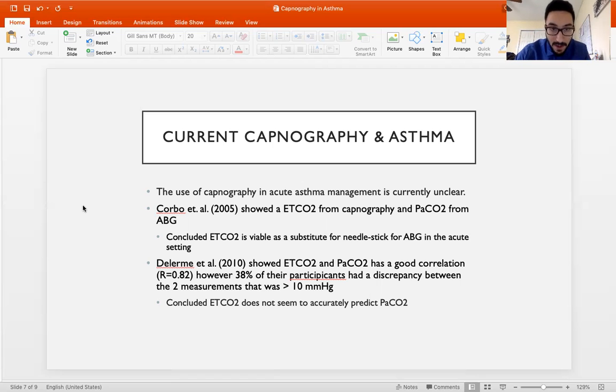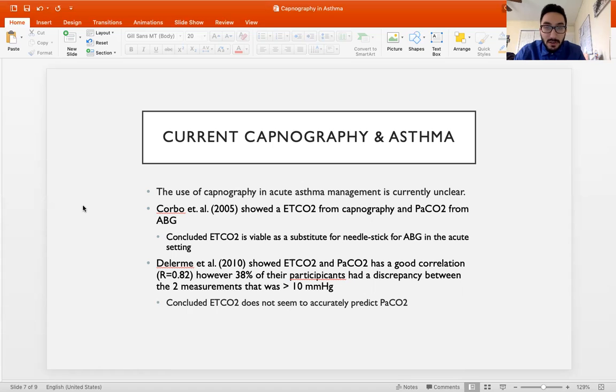Whereas this other team, 5 years later, Delermy et al. 2010, essentially studied the same thing. And they showed something similar. Yes, EtCO2 and PCO2 are approximated, with an R value of 0.82, so a decent correlation. However, 38% of their participants had a discrepancy between the two measurements of EtCO2 and PaCO2 that was greater than 10 millimeters of mercury. And they concluded that EtCO2 does not seem to accurately predict PaCO2.